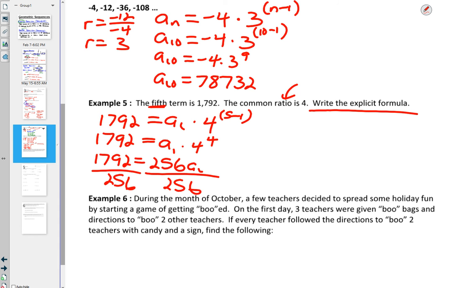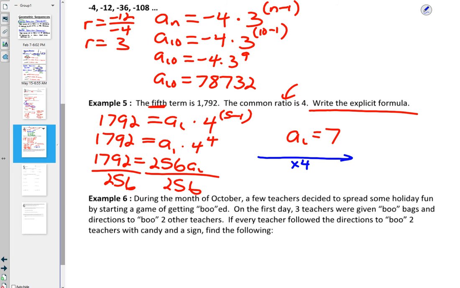1792 divided by 256 is 7. If you're not a big fan of algebra and you're kind of used to thinking more recursively as opposed to explicitly, could I have found this another way? You could have just divided by 4. Yes, if the common ratio is 4, that means that from left to right, you're multiplying by 4.